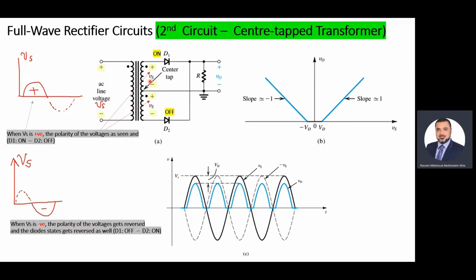Now, when we reverse the polarity of the input, so this input Vs and the other input, both of them will be reversed. D1 will be off, D2 will be on, exactly as we said in the previous case.